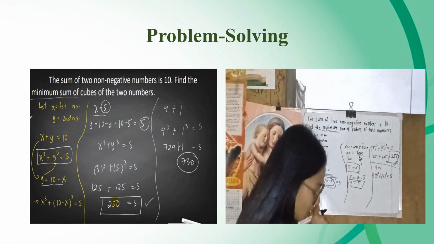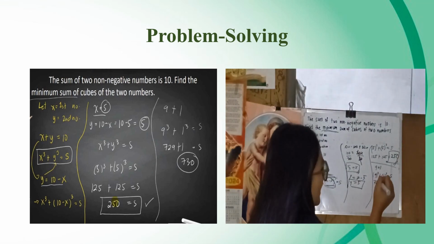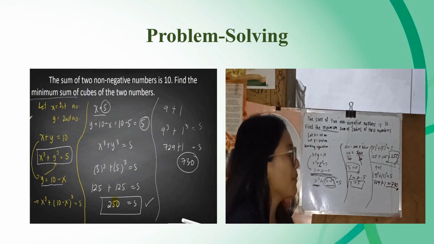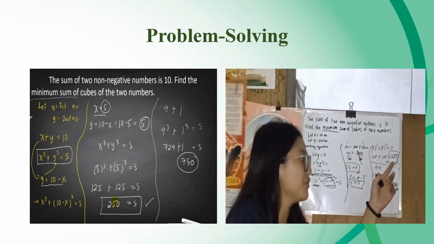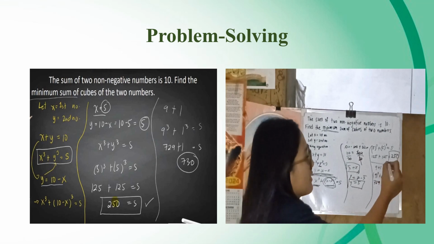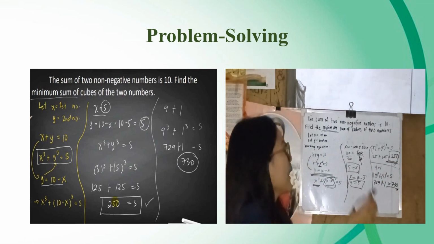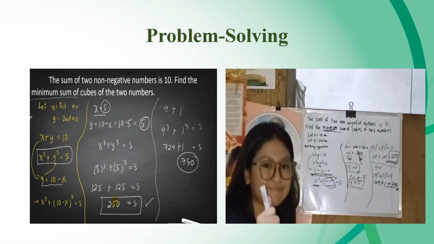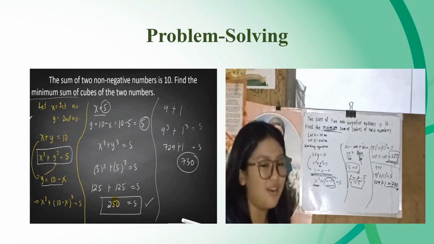Then 729 plus 1 is equal to 730. So 250 is smaller. So this is the final answer, because what we are looking for is the minimum. So, that's all.